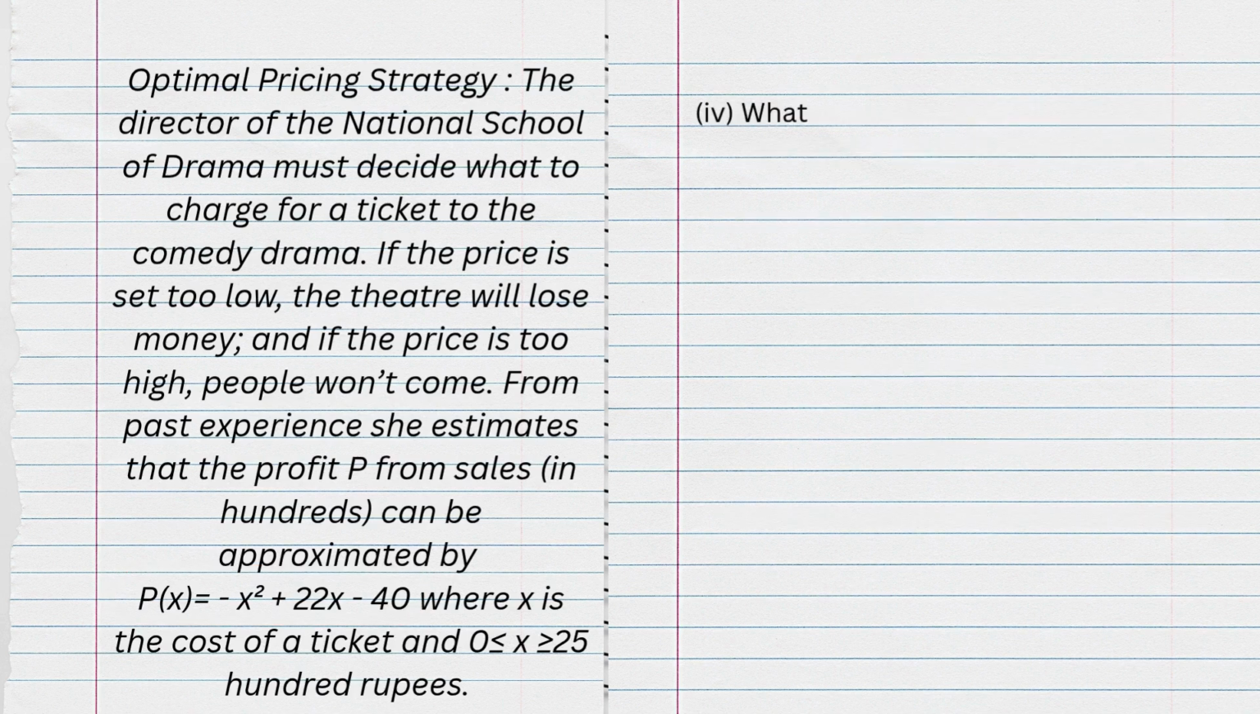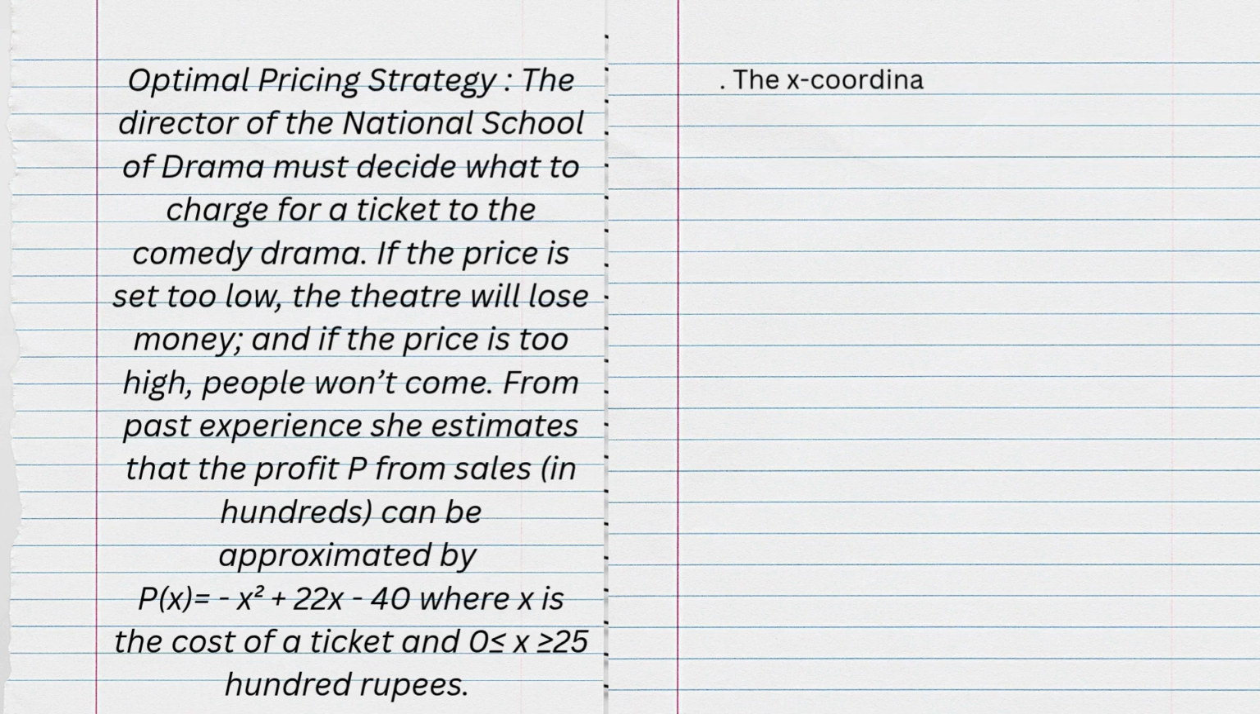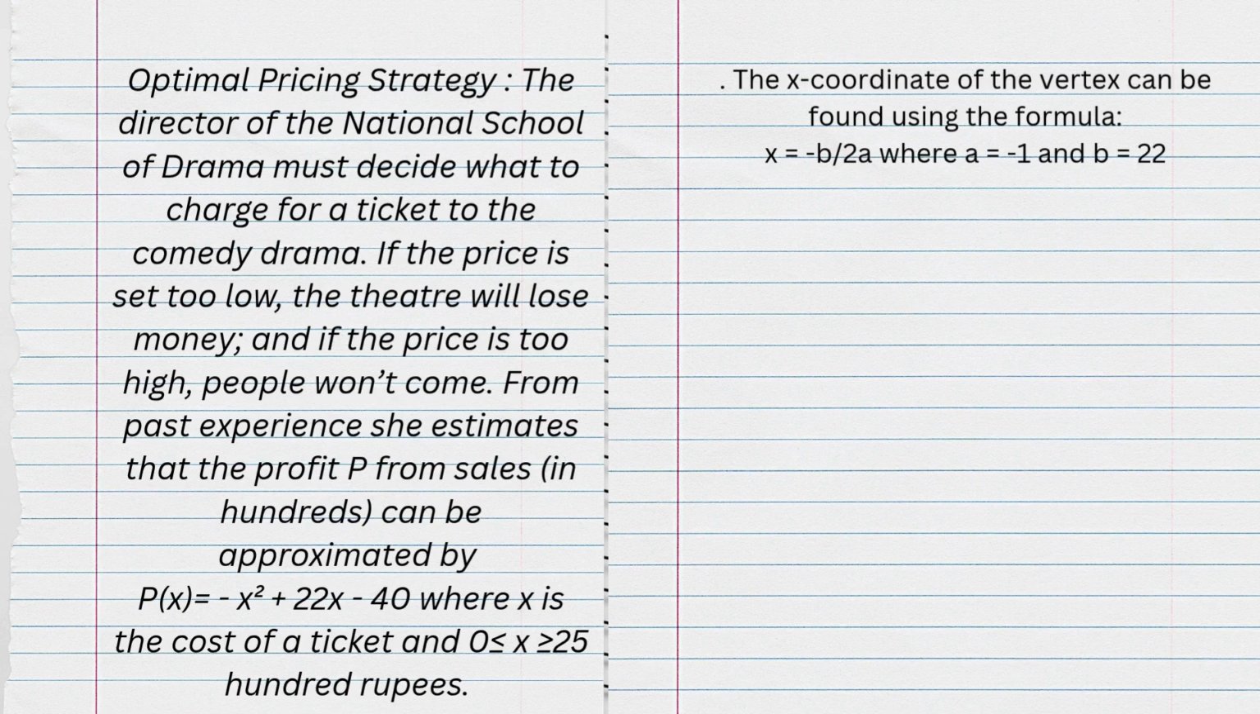In the fourth part, it says what is the maximum profit which can be earned by theater? To find the maximum profit, we need to find the vertex of the parabola that represents the profit function. The x coordinate of the vertex can be found using the formula x equals negative b over 2a, where a equals -1 and b equals 22. So we get x as 11.